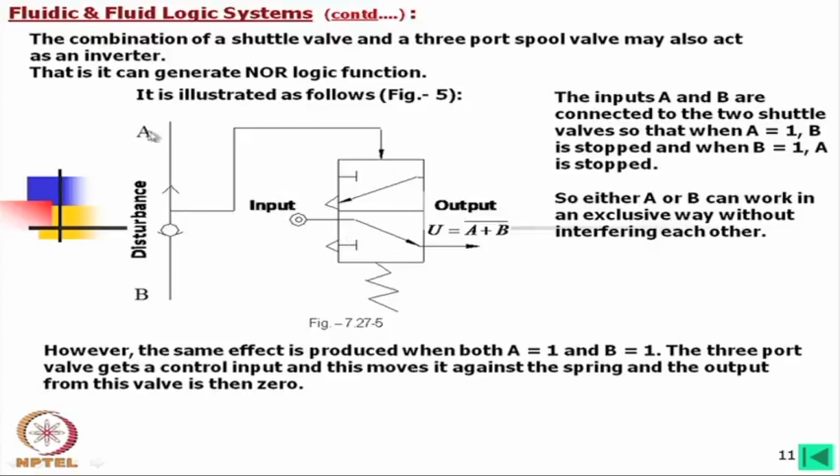So, if these are present, then there is no function, no output. That means that either A or B or both of them, reverse of that. If A is there, no output. If B is there, no output. If A and B both are there, no output. So, symbolically, in equation form we would write like this: A OR B, this is A plus B, and the inverse of that, A plus B bar.